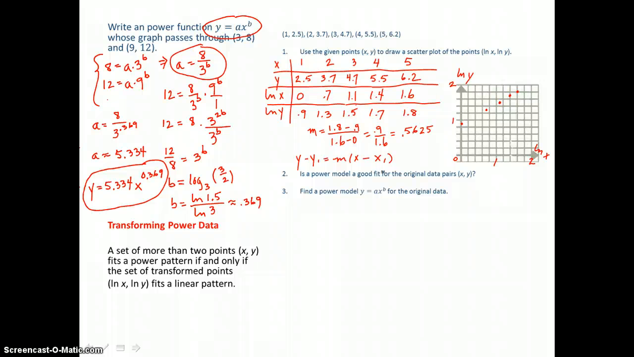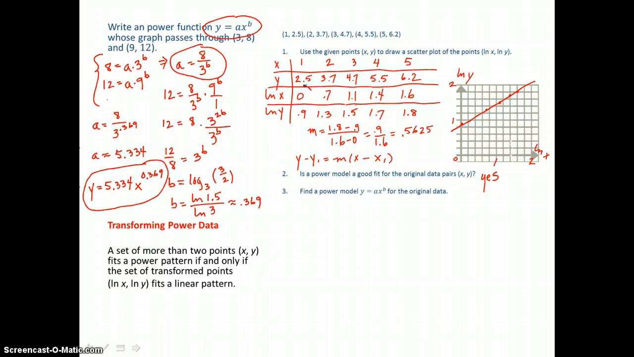Okay, on the right hand side, we want to use the given points x, y to draw a scatter plot of the points ln x, ln y. So I've created the table again to save us some time and fit this problem in, and graph those ordered pairs ln x, ln y. And now you can see that they do form a line also. So to answer the second question here, is a power model a good fit for the original data pairs x, y? We can say yes, because the ordered pairs ln x, ln y form that line.